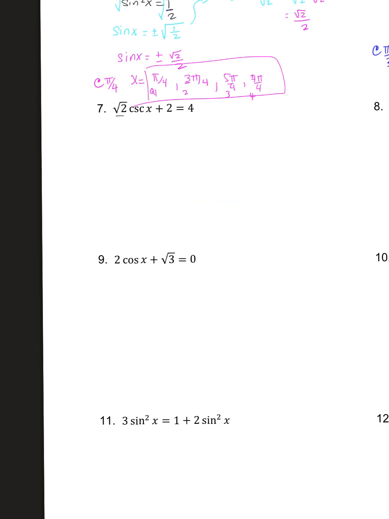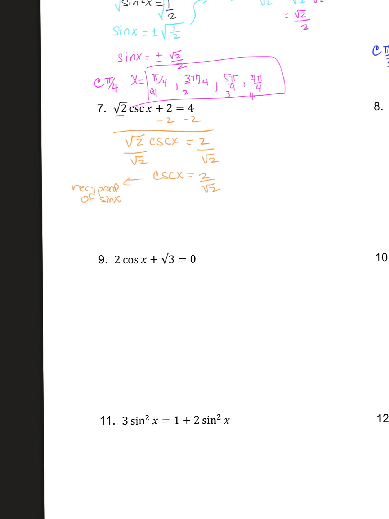Number 7, solve. Subtract 2, square root of 2, cosecant x equals 2, and then divide by the square root of 2. So cosecant x equals 2 over the square root of 2. Now, cosecant is the reciprocal of sine, right? So this is a reciprocal. So if we think of sine x, sorry.